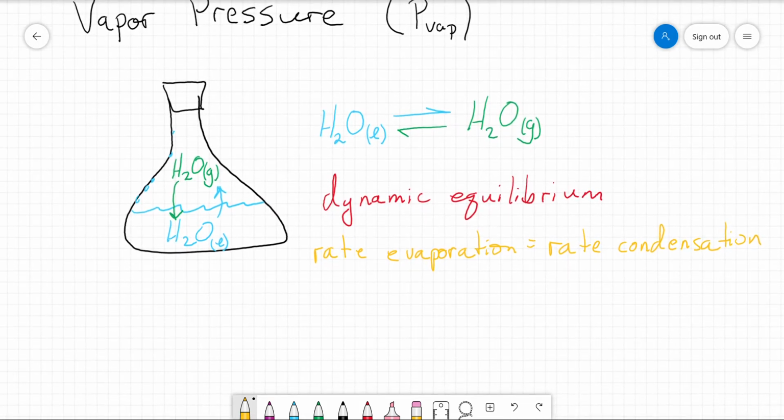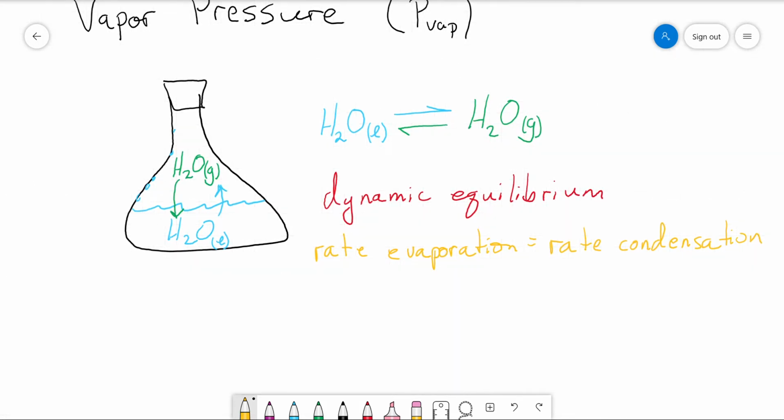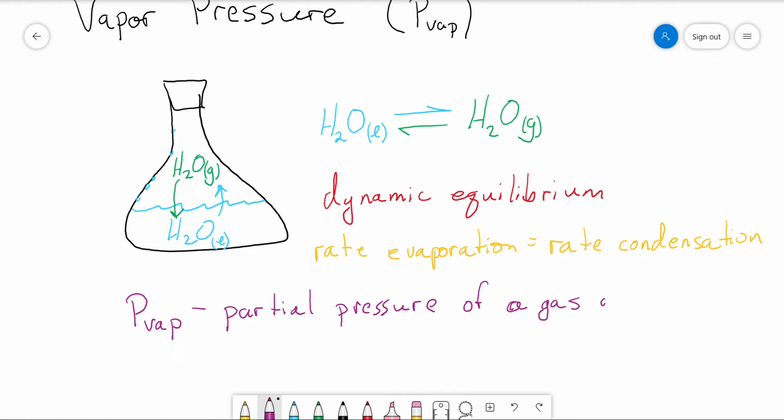And that P VAP, the vapor pressure, is just the partial pressure of a gas above the liquid. And this is at equilibrium.